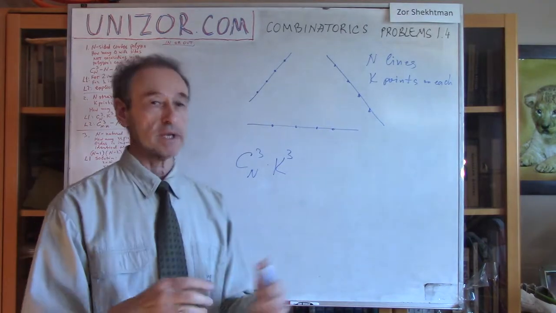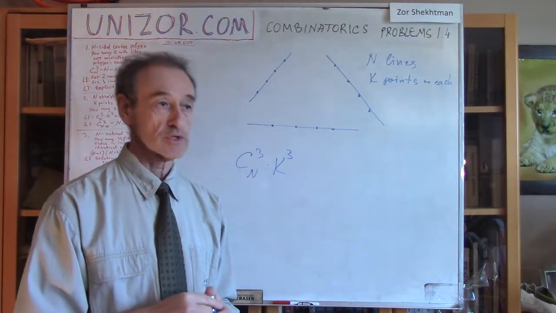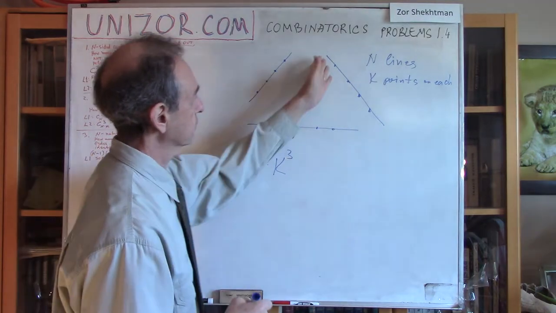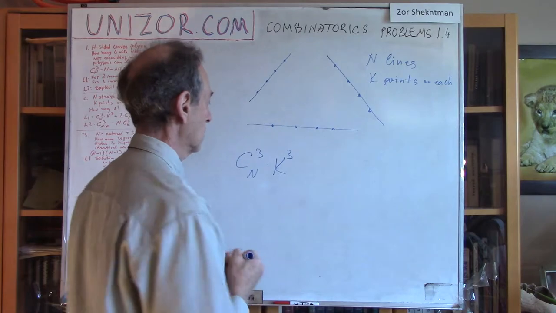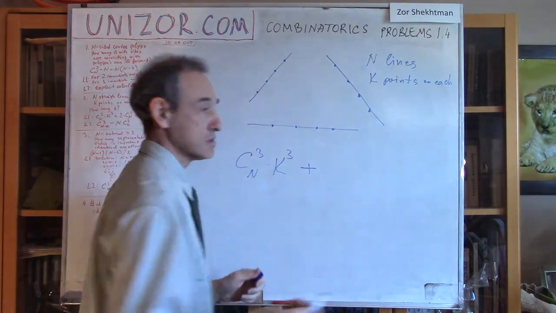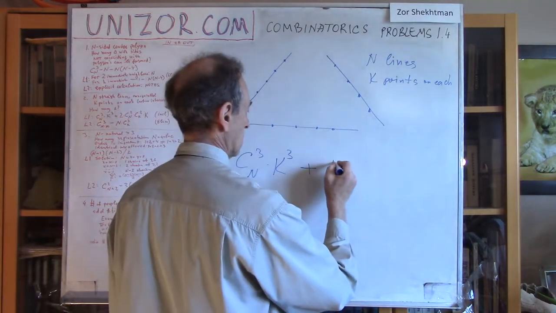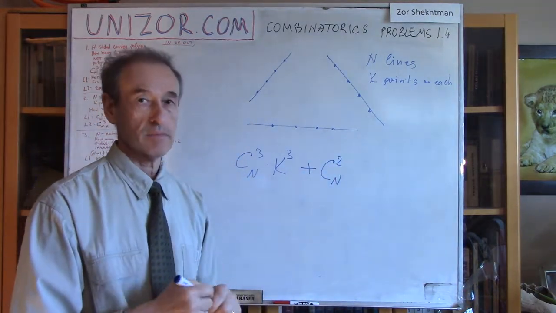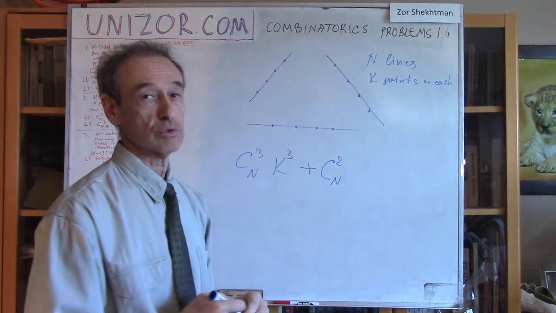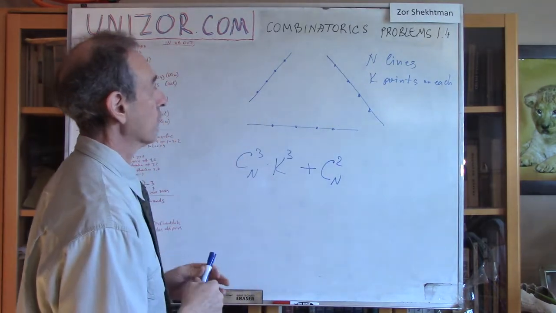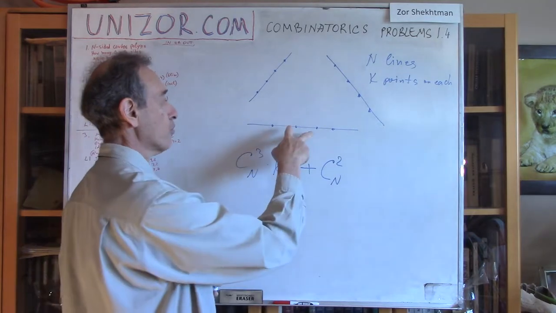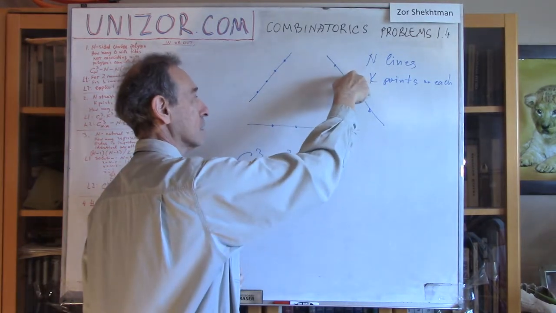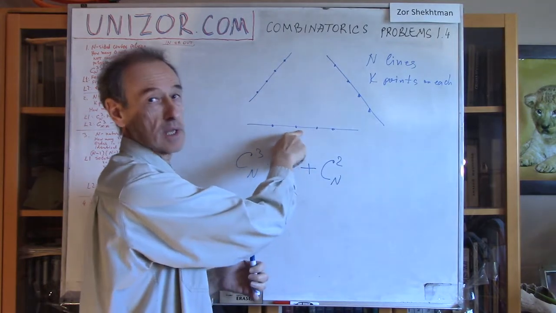Now let's count how many triangles I can build using only two lines, right? So let's say I have this line and this line. Well, first of all, I have to choose two lines, right? So that's the number of combinations of two lines. Now, given two concrete lines, I can build triangles using either 2 points on one and 1 point on another, or 2 points on this and 1 point on this, and that would make a triangle.